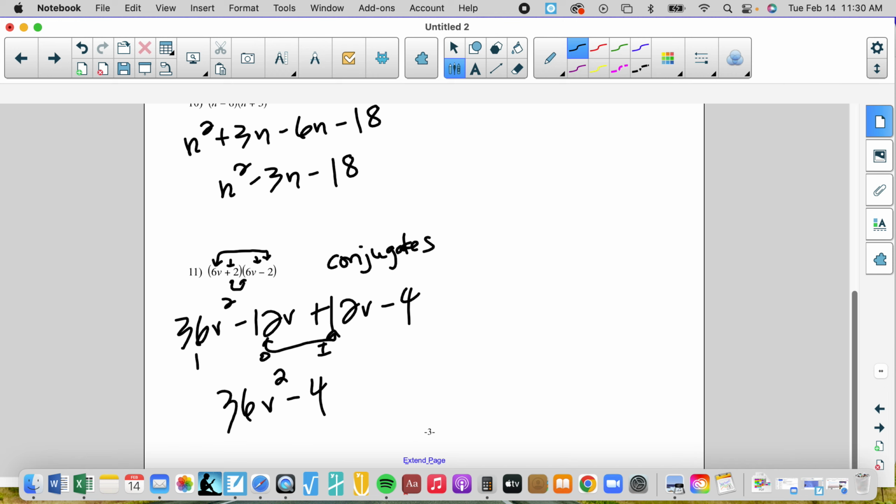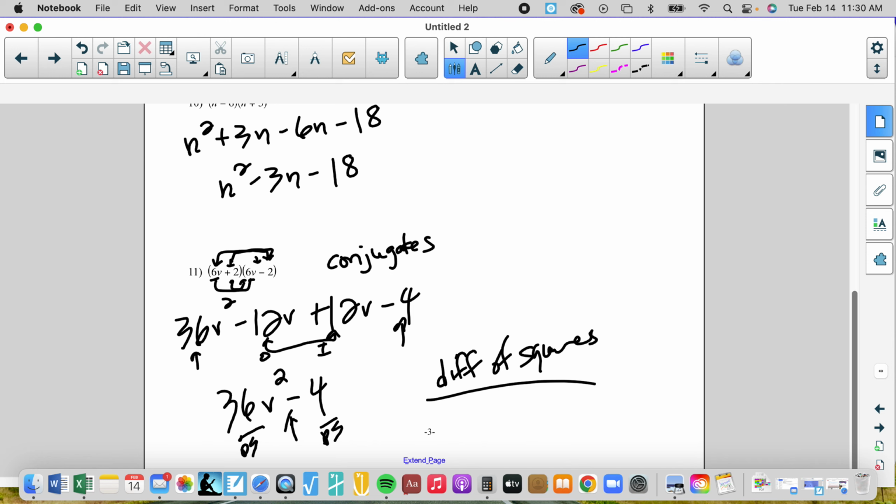So we'll be just left with the first and the last. And you'll notice that the first are identical, 6v times 6v. And the last is 2 times negative 2, which gives us a negative 4. And this produces the difference of squares. Notice we are subtracting two perfect squares. Those are both perfect squares. So conjugates will always produce the difference of squares.